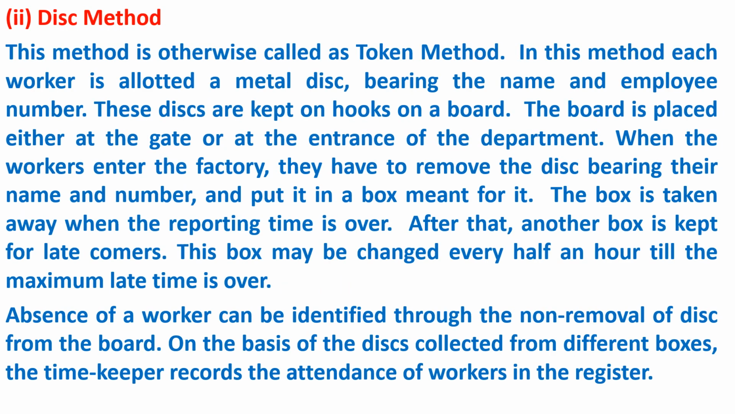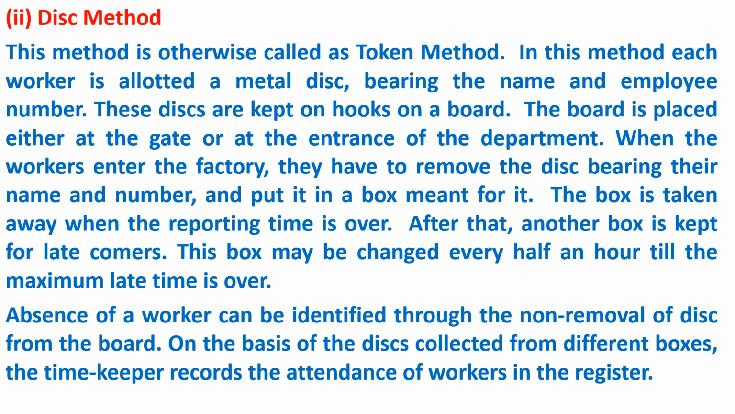2. Disk method. This method is otherwise called as token method. In this method, each worker is allotted a metal disk, bearing the name and employee number. These disks are kept on hooks on a board. The board is placed either at the gate or at the entrance of the department. When the workers enter the factory, they have to remove the disk bearing their name and number, and put it in a box meant for it.